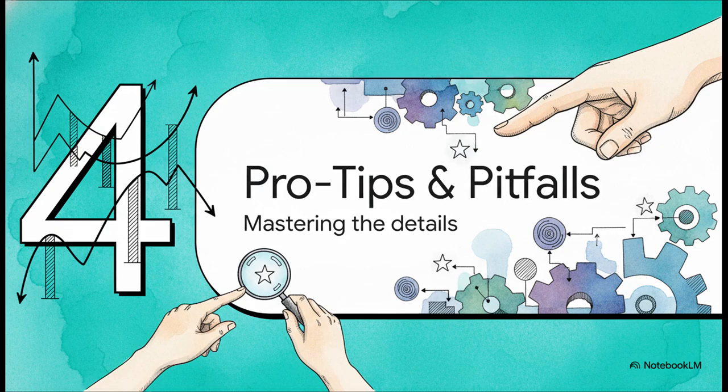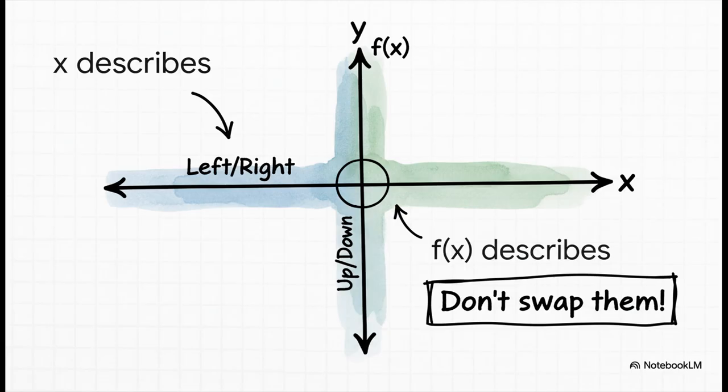Now that we've got the technique down, let's make sure we really master the details and, more importantly, avoid some really common tripwires. Okay, this is probably the number 1 mistake people make, mixing up the variables. Just burn this into your brain. x is about going left or right on the graph, f of x is about going up or down. Keep those two straight and you'll be golden.